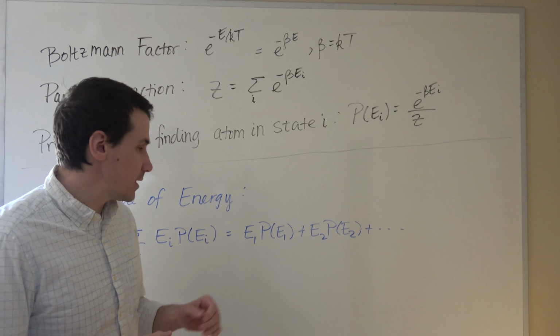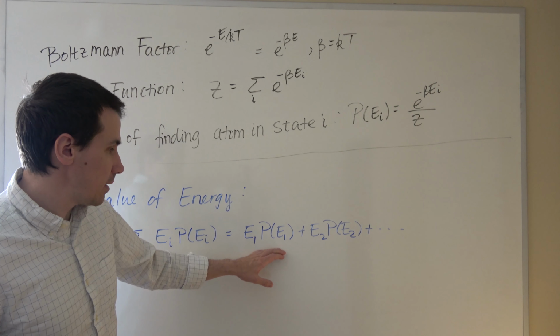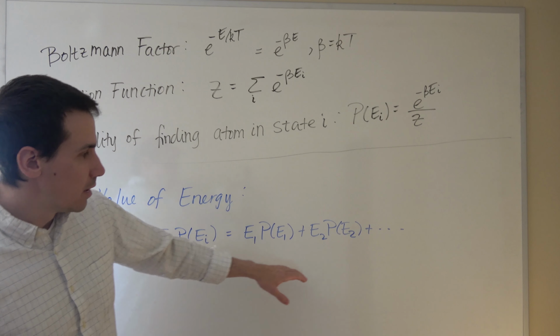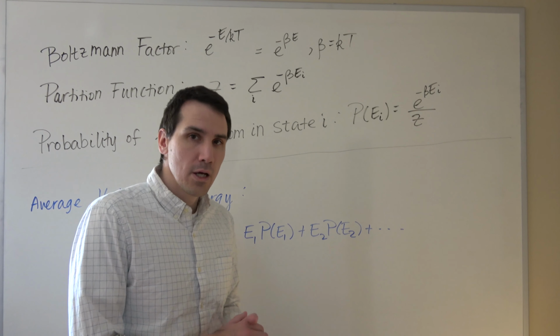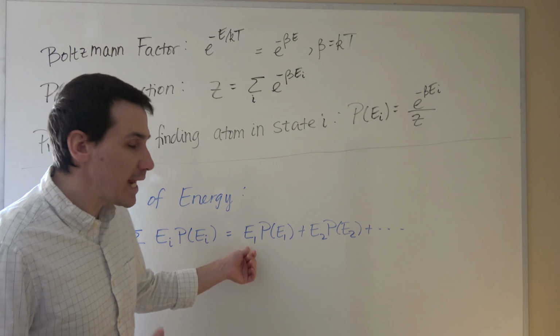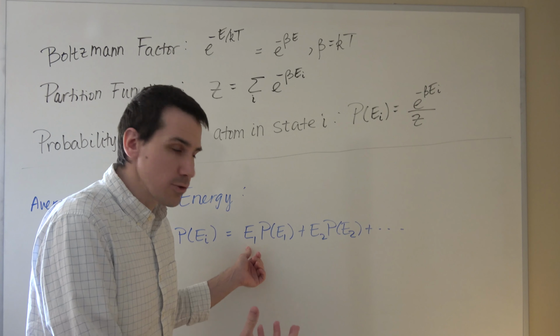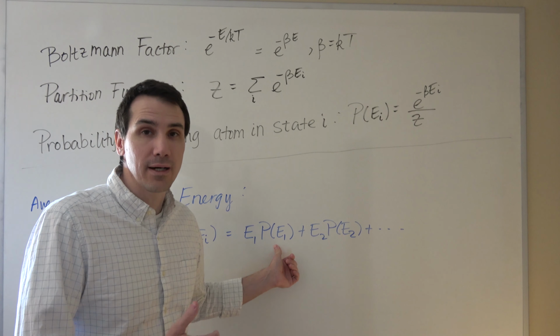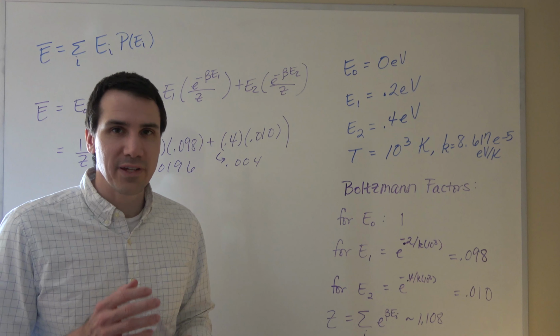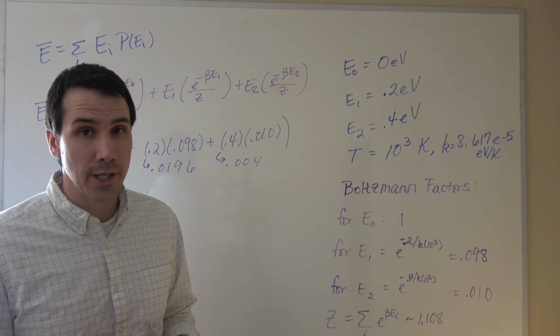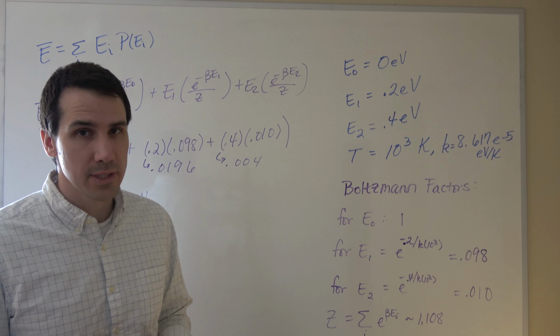Writing this out explicitly, we have E1 times P1, the probability of state 1, plus E2 times the probability of state 2, plus dot dot dot. So we're basically weighting each of the energies by the probability of a particle being at that energy. Now let's look at a specific example of calculating the average energy of particles in some system.